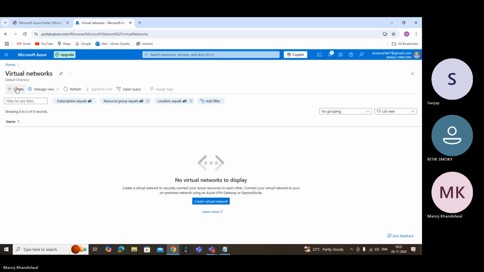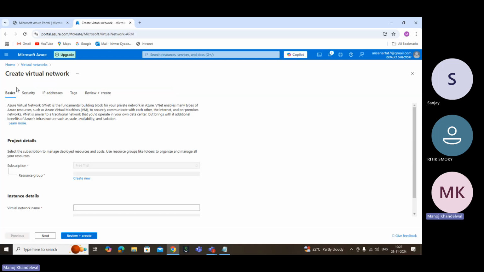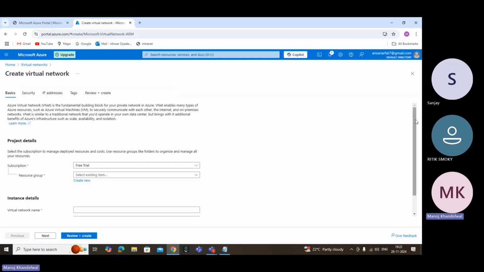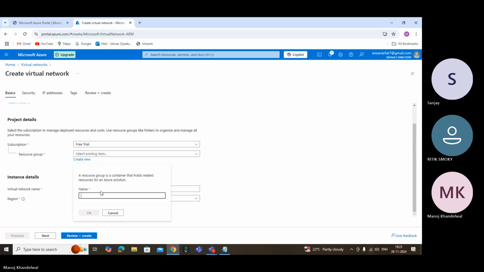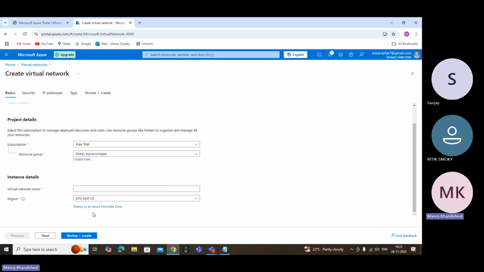Create. When I do that, just see what happens. It's asking for a free trial subscription, okay, with the free trial. Select resource group. We have to create a resource group. In Azure, everything is created in a resource group. Resource group means a group of all resources. Right? So I create new. So my resource group like this. Okay. Created. Virtual network name: my SFT network.